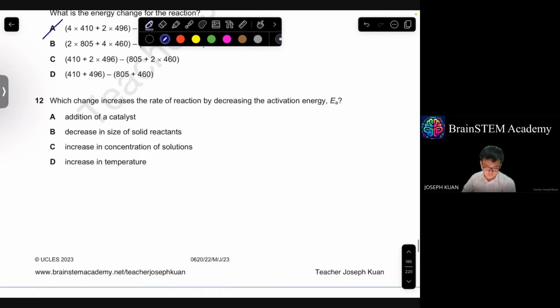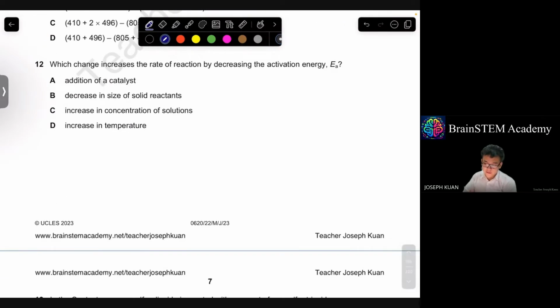Moving on. Which change increases the rate of reaction by decreasing the activation energy? Keyword: decrease activation energy. The only thing that can do that is a catalyst.